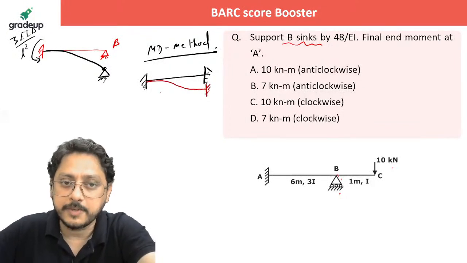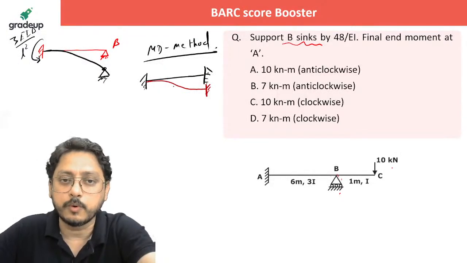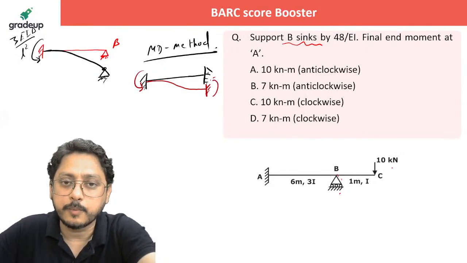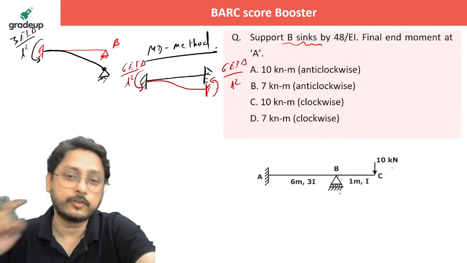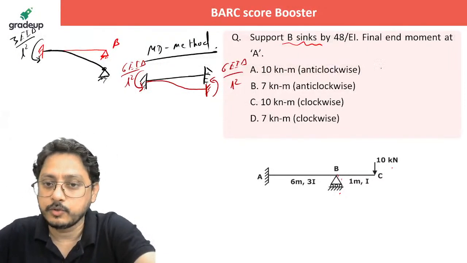And for the fixed beam, if you have a clockwise rotation of the beam, an anti-clockwise moment will develop, and that moment is nothing but 6 EI delta by L square. And here also you will get 6 EI delta by L square. Now that 6 EI delta by L square, if you measure it, how much will you be getting here?